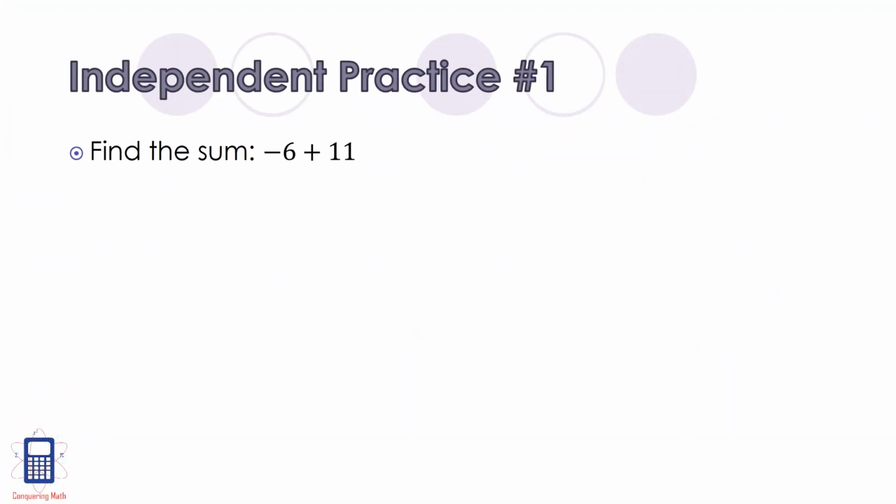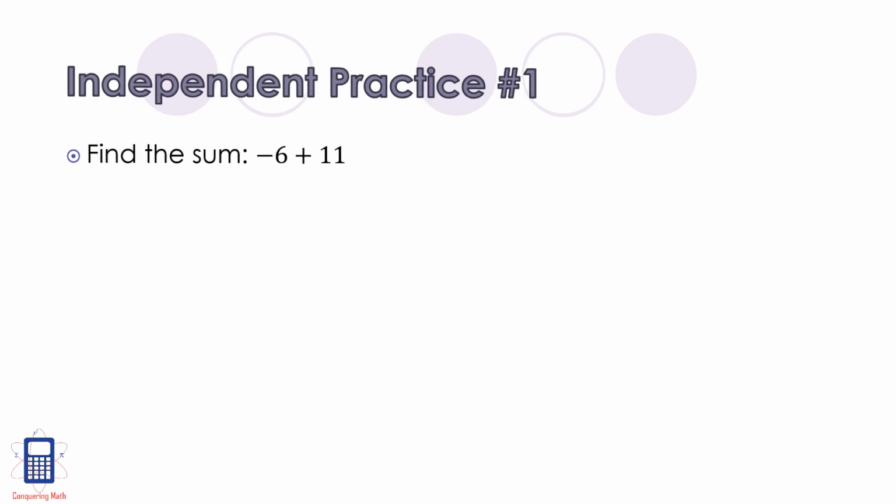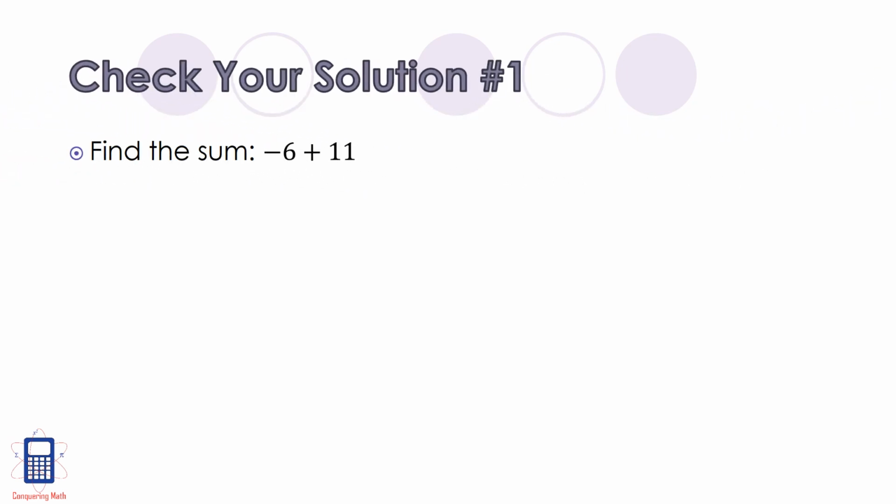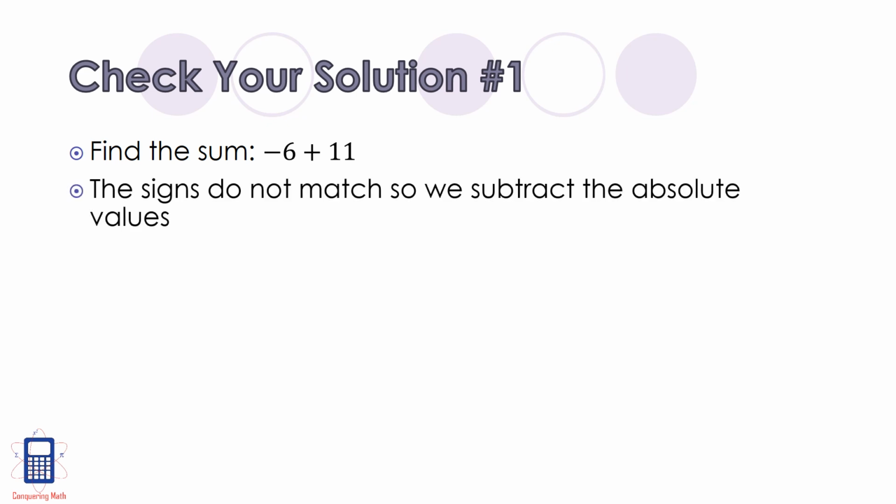Independent practice problem number 1. Find the sum of negative 6 plus 11. Alright, so let's take a look at this problem. The first thing that we notice is that the two numbers have different signs. We have negative 6 and positive 11. When the signs don't match, we need to find the absolute values of each number, and then we actually need to subtract them from each other.